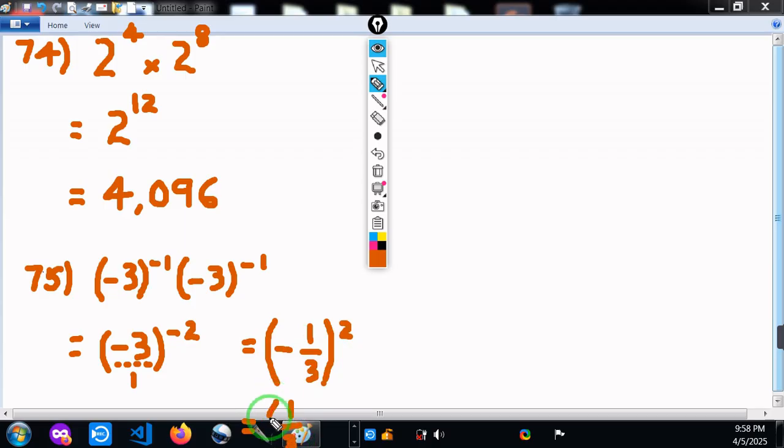Everything squared. Downstairs also squared, upstairs also squared. And what is 1 squared? Another method. We stop at minus 3 to the power of minus 2. So we go back to the wheels on the bus go round and round.